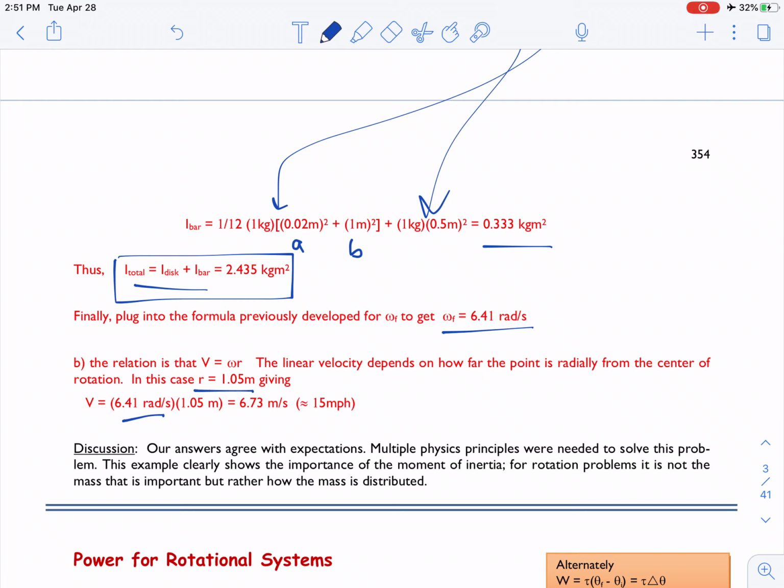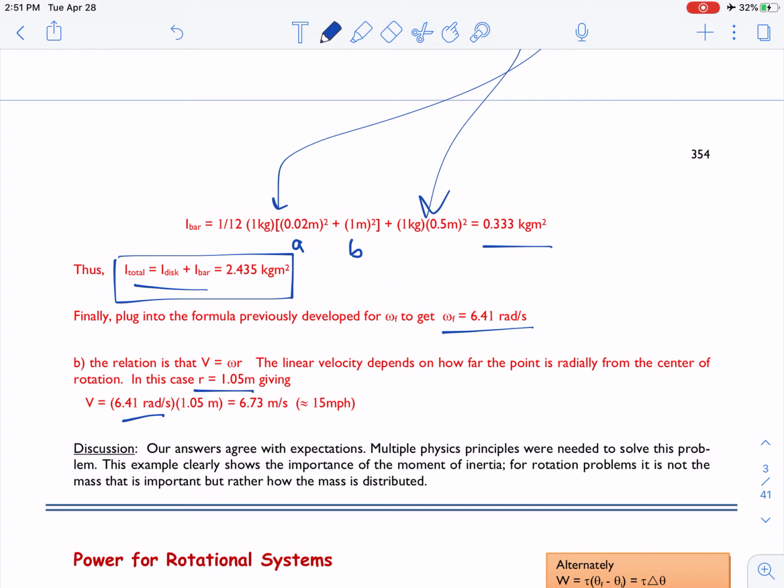And it's very similar in magnitude to the omega because r is almost 1, right? So you can also check if we met the expectations and the answers are agreeing with those estimations. And multiple physics principles were needed to solve this problem. This example clearly shows the importance of moment of inertia for rotation problems.